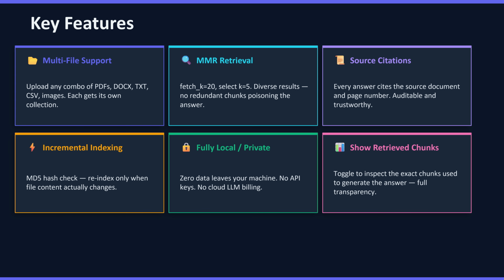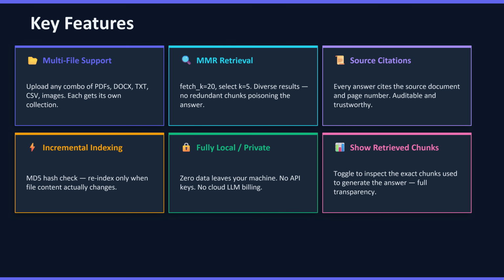Feature 2, MMR retrieval. Instead of plain similarity search, which often returns near identical chunks, we use maximum marginal relevance. The configuration is fetch k equals 20, meaning we retrieve 20 candidate chunks and then select the best 5 that are both relevant and diverse. This prevents redundant chunks from polluting the context window and produces richer answers.